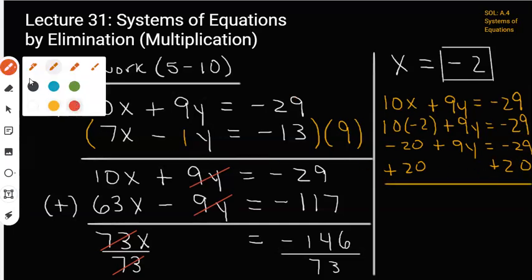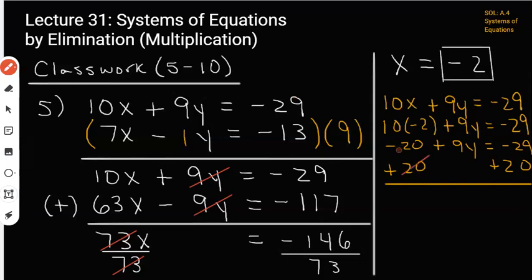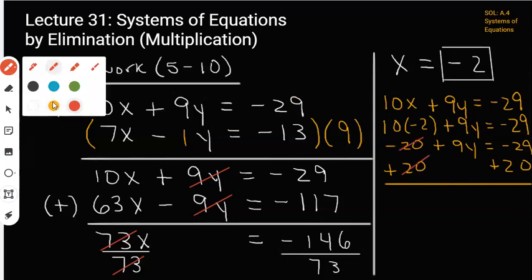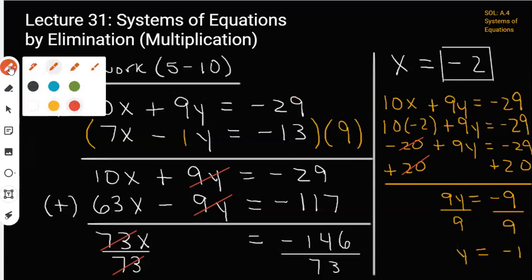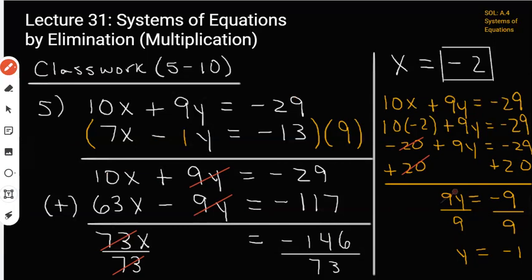The 20s are going to cancel out. And I get 9y is equal to negative 9. So now the last thing I have to do is divide by 9. So when I do that, I get negative 1. That's going to be my y value.